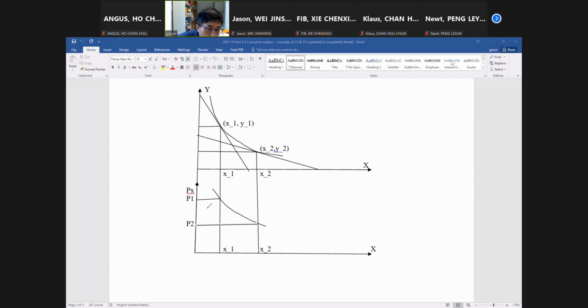We needed to calculate this part. The idea is the price of good X drops from a high level P1 to a low level P2. At the same time, the price of good Y doesn't change. Clearly, that's a good thing for the consumer. How good it is, we can measure the benefit the consumer receives from such a price change by calculating the consumer surplus, basically the size of this region.